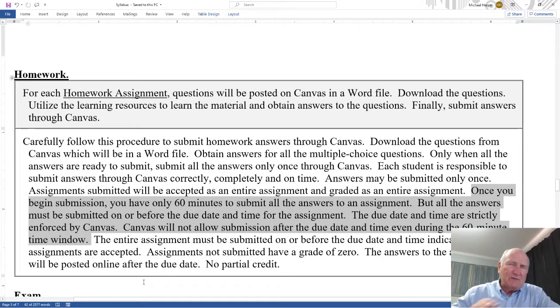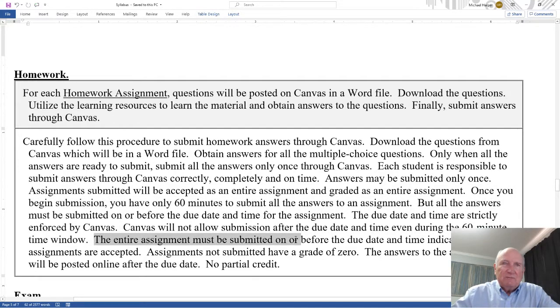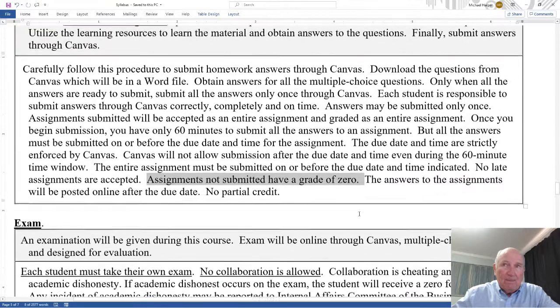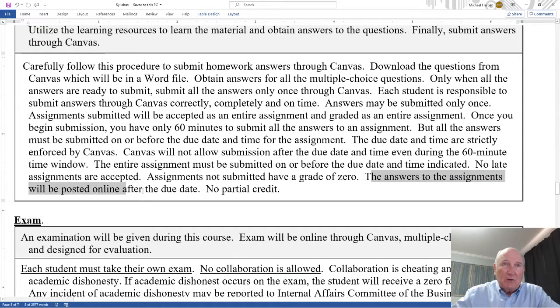60 minutes is more than enough time. Usually, if you have everything ready, you click, click, click, click, click, and submit, and people rarely go over 10 minutes. Usually it's 4 or 5 minutes, and you're done. The entire assignment must be submitted on or before the due date and time indicated. No late assignments are accepted. Assignments not submitted have a grade of 0. The answers to the assignments will be posted online after the due date, and there's no partial credit.